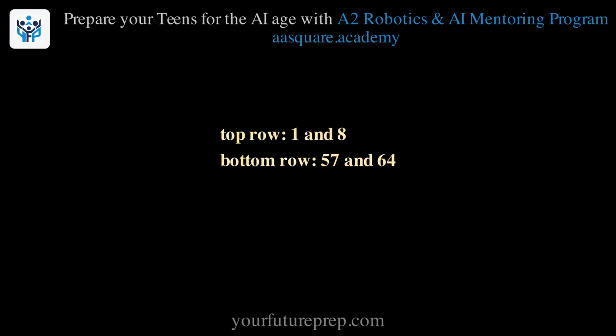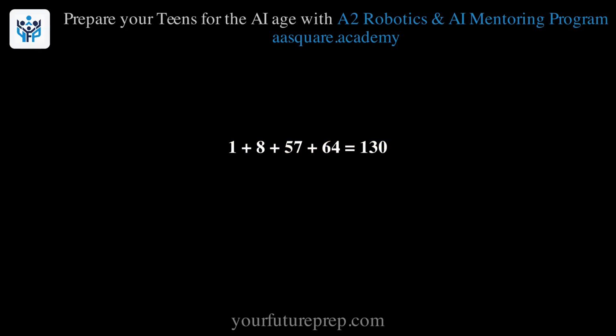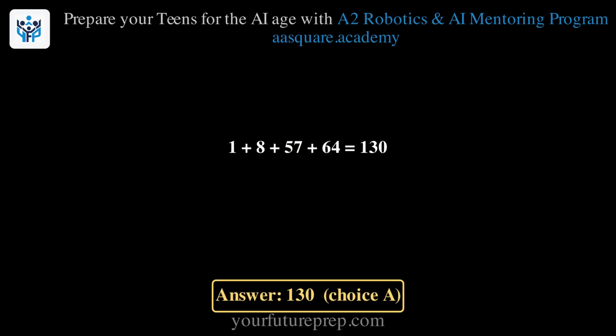Find each corner number. Add the four corners. So the corner sum is 130, choice A.